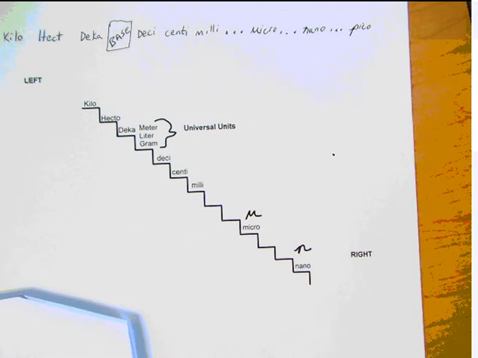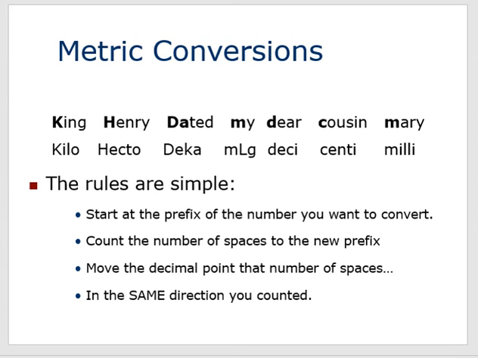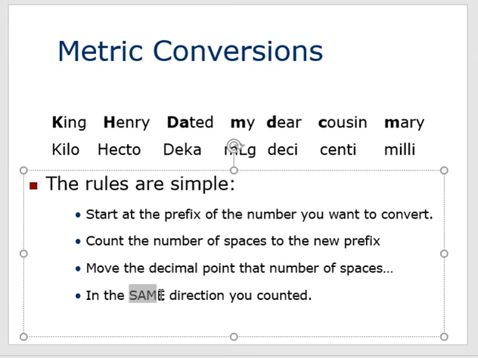And the new unit, once you count those number of spaces to that new unit, you will move the decimal point the exact number of spaces in the same direction. You need to move the decimal point in the same direction that you counted. So if you move the decimal point 3 to the left, that's the direction you're going to move the decimal point for the original value.